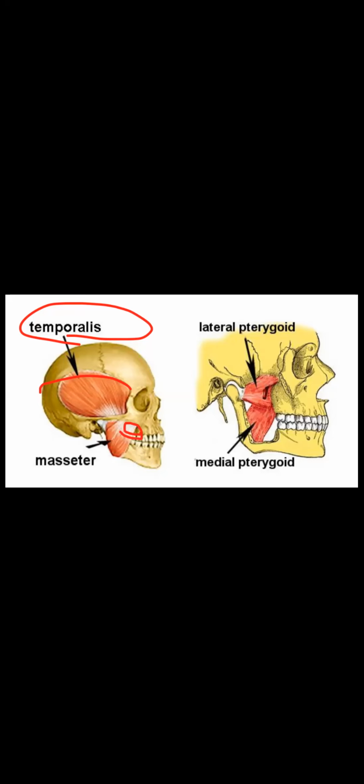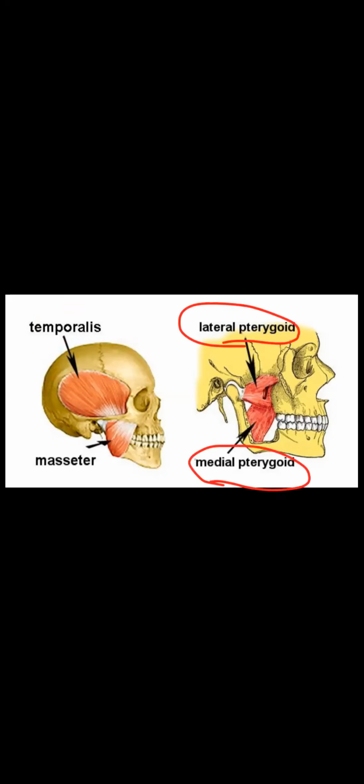Then you have another 2 muscles. They are lateral pterygoid and medial pterygoid. Medial pterygoid has a superficial head and a deep head. Superficial head is arising from the maxillary tuberosity and not appearing here, while its deep head is arising from the medial surface of the lateral pterygoid plate. While lateral pterygoid has upper and lower head, as you see here.